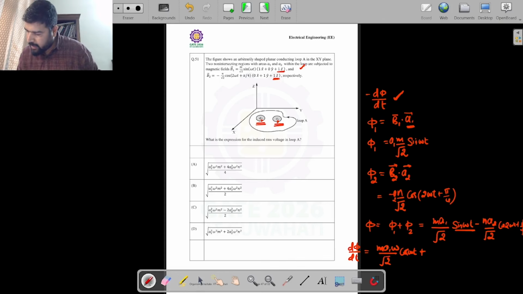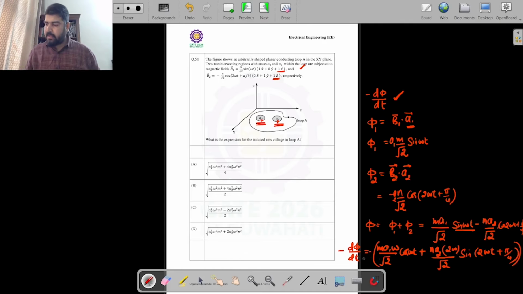So if you take the derivative, the first term will be this, and the second term will be NA2 into 2 omega by root 2 and sine of 2 omega t plus pi by 4. Okay, so this is d phi by dt. If you take minus d phi by dt, then the minus sign will come here. Okay, this is the induced EMF.